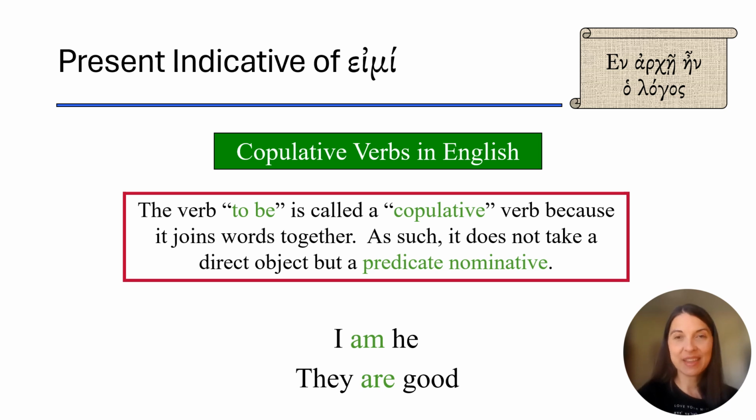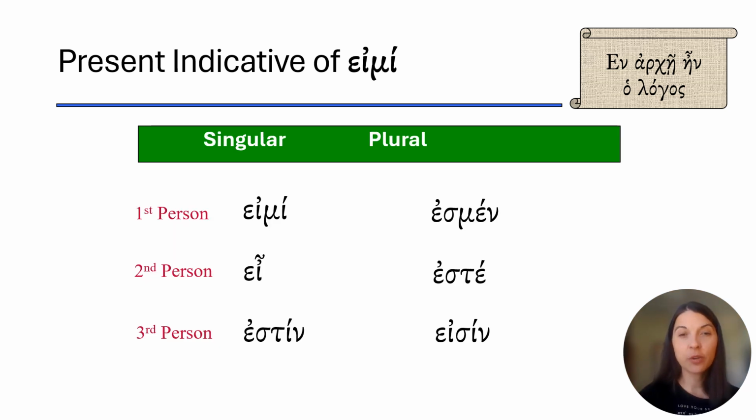So I am he. If you answer the phone, this is him, that's actually incorrect in the English grammar. So you would take a word that normally would be the subject of a sentence. And then there is they are good. So you are taking a word in the nominative form, basically. So here are your Greek eimi forms. You have eimi, ei, estin, esmen, este, and eisin.